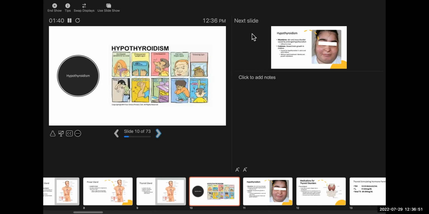Correct the hypothyroidism and your vital signs will go back up to borderline normal, where they should be. Does that make sense? So if you have untreated hypothyroidism, you're going to have bradycardia. You're going to have potentially hypotension.